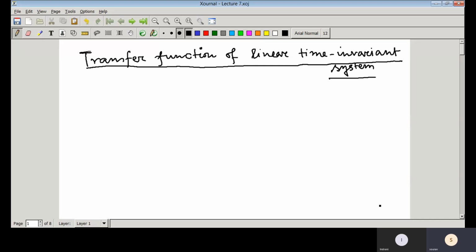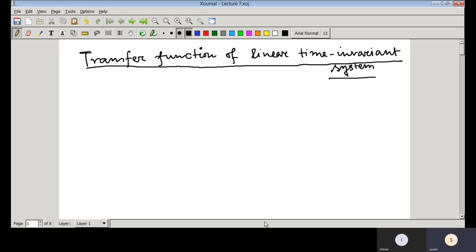So today, this is lecture 7. We will discuss one important concept of control systems, linear control systems, that is the transfer function of linear time invariant systems.